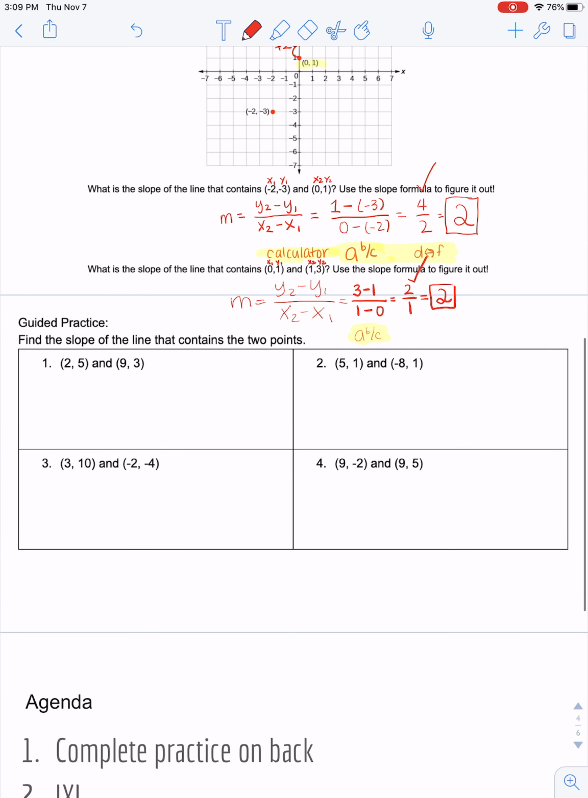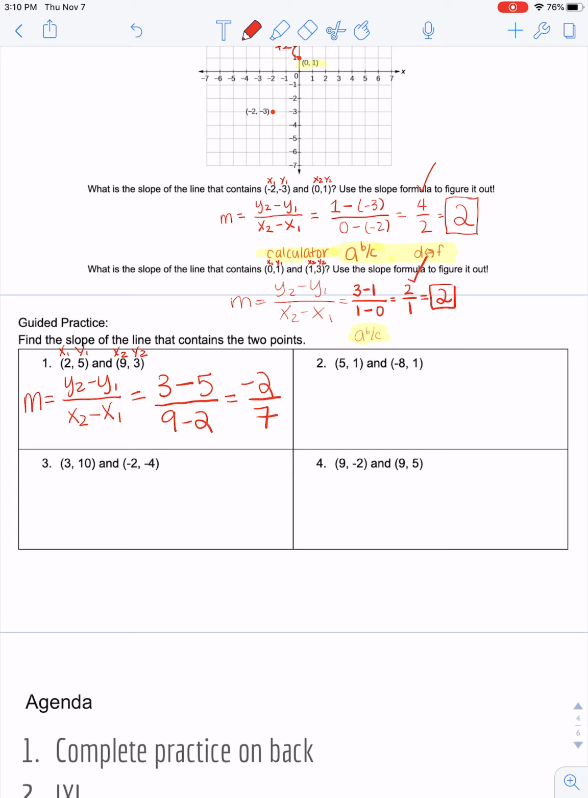Let's practice a little bit. Number 1: (2, 5) and (9, 3). Again, I'm just going to rewrite the formula so I don't forget. This formula you do not need to memorize because it is in your formula charts. I'm going to label this x1, x2, y1, y2 and plug it right in. It's going to be 3 minus 5. Don't confuse yourself with the ordering, so that 3 needs to come first. All over 9 minus 2. That gives you negative 2 over 7 on your calculators.